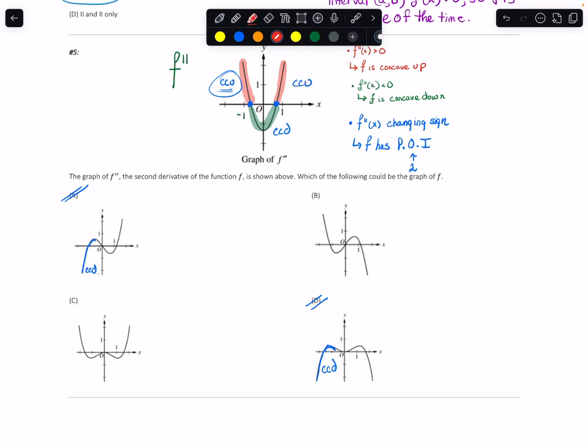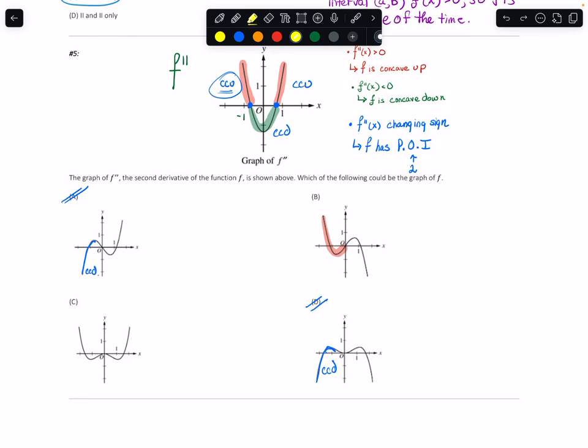B is, and now let's maybe use some colors. It is concave up for here to here, but then it changes to concave down here. So this would be your point of inflection. I guess I use green, right? Yeah. Wait a minute. That's not good.